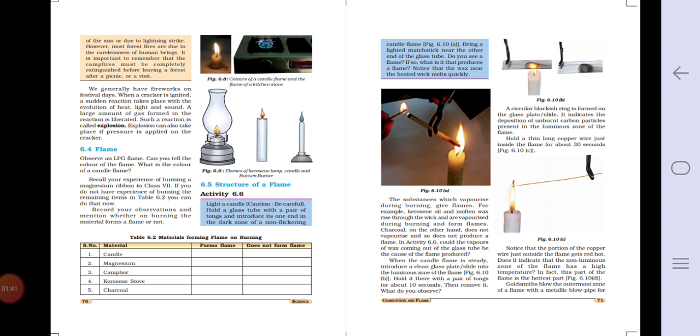Kerosene stove, we know about this kerosene stove. Charcoal also we have sometimes. So this activity, answers I will send you for this. Now we'll see next the structure of a flame. We'll see first the structure of a flame.